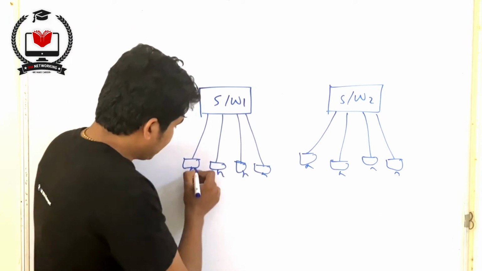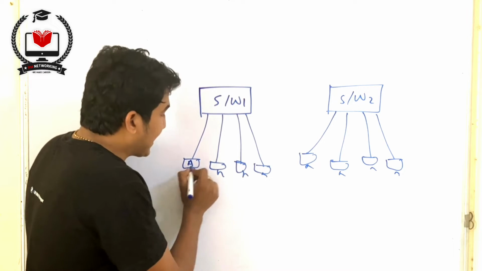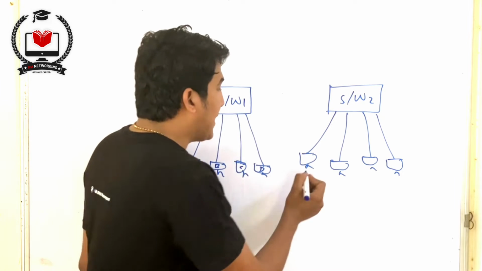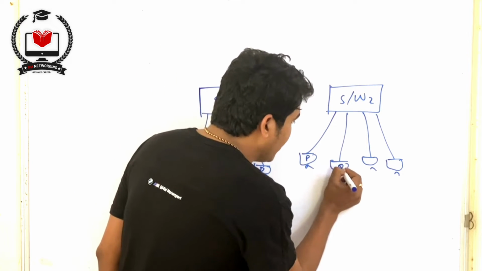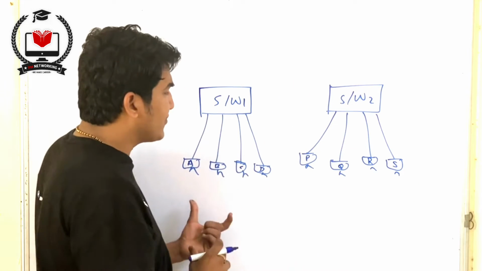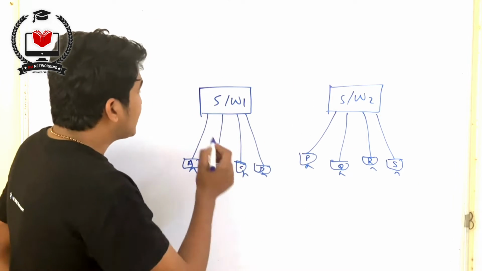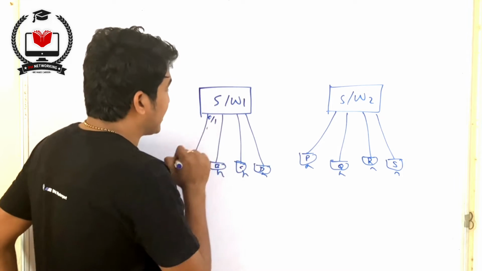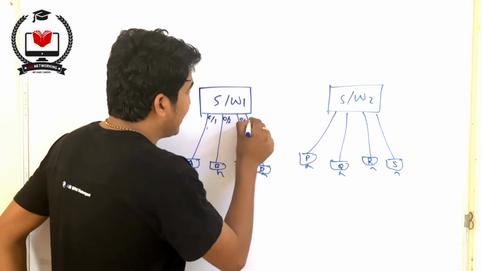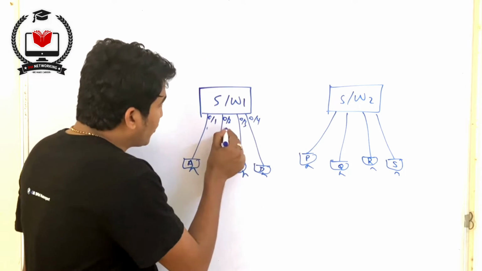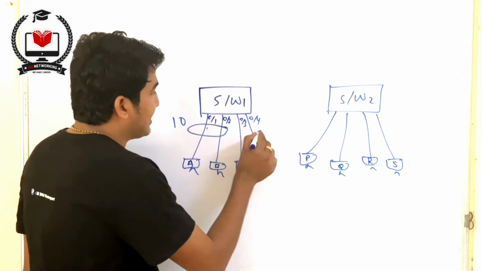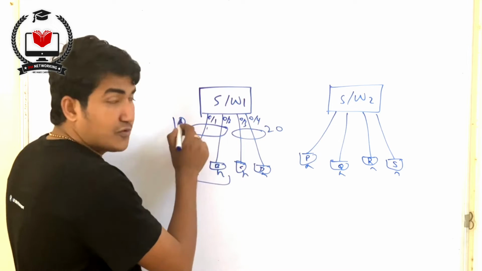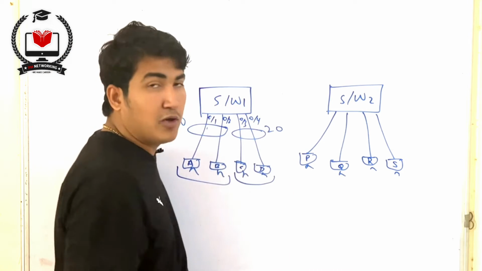And suppose MAC address of this computer is A, MAC address of this computer is B, MAC address of this computer is C, MAC address of this computer is D. MAC address of these computers is suppose P, Q, R, S. Just suppose, we can assume anything, right? Now, suppose we can consider ports 0/1, 0/2, 0/3, and 0/4. So these two ports are suppose members of VLAN 10, and these two ports are members of VLAN 20. Right? Means these two computers belong to VLAN 10 and these two computers belong to VLAN 20.